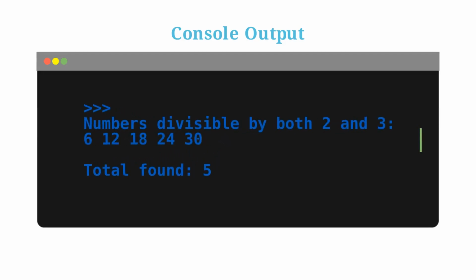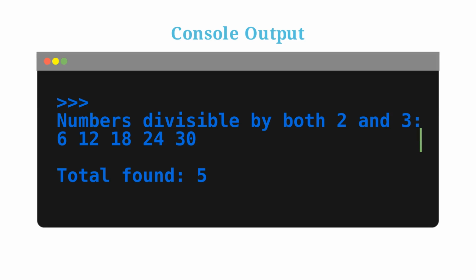Beautiful results. Only numbers divisible by both 2 and 3 made it through our dual filter. That's 6, 12, 18, 24, and 30. Our counter perfectly tracked all 5 discoveries. This is the power of combining multiple programming concepts.